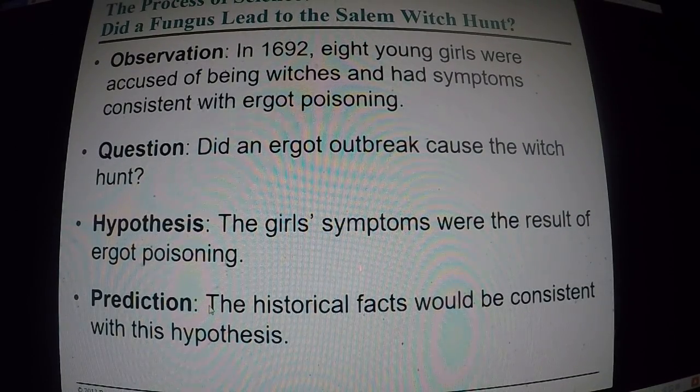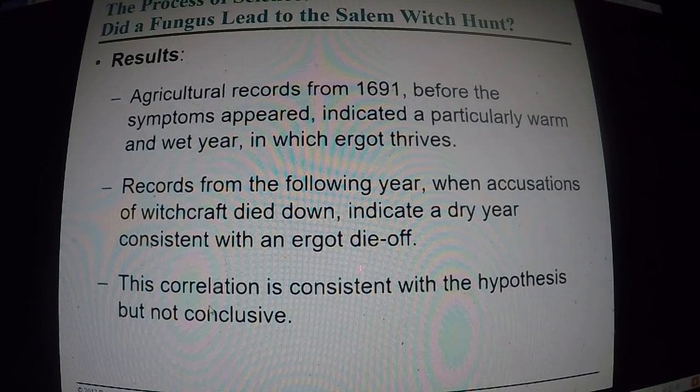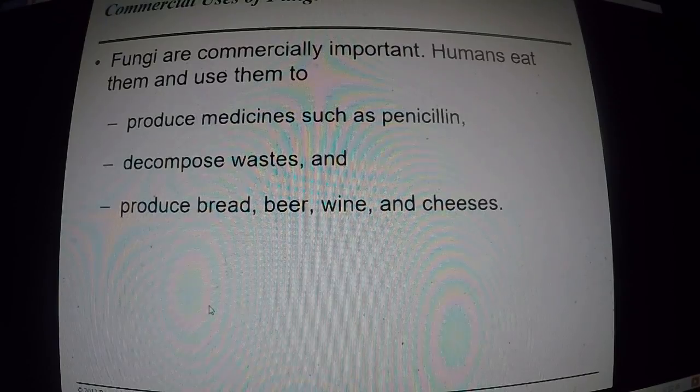There was an observation when some young girls in 1692 were accused of being witches. They think that because the historical facts said that it was a very wet year and warm, which had ergot thriving there. Records kept the following year, when the witchcraft died down, indicated a dry year. Even though the correlation is consistent with the hypothesis, it's not conclusive. But these girls were not really witches, they were just tripping.